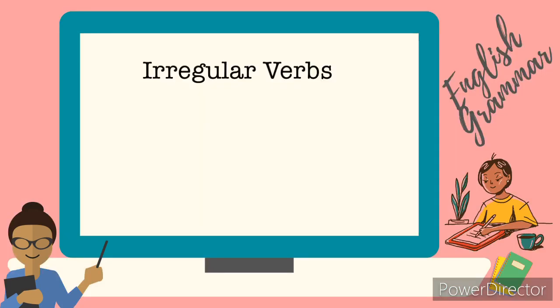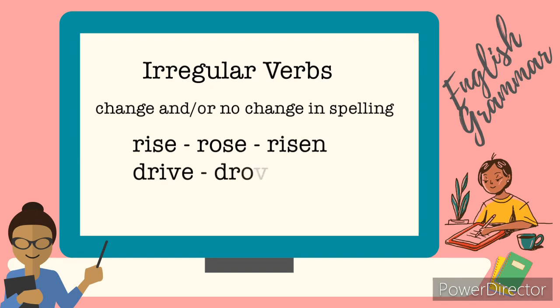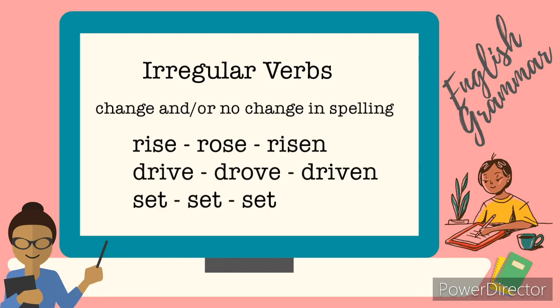For irregular verbs, changing the base form of the verb to its past form or past participle form is a bit tricky because most of the time the spelling changes, and sometimes there is no change in spelling at all. Say rise to rose for the past form and risen for the past participle form, or drive to drove for the past form and driven for the past participle form. And sometimes set to set for the past form and set as well for the past participle form. There is no change in spelling.